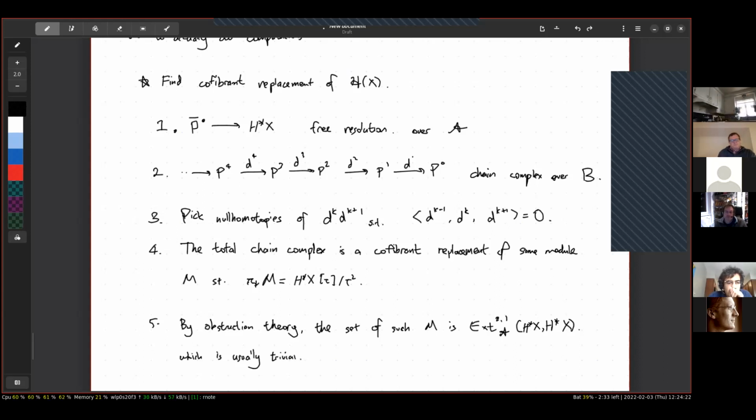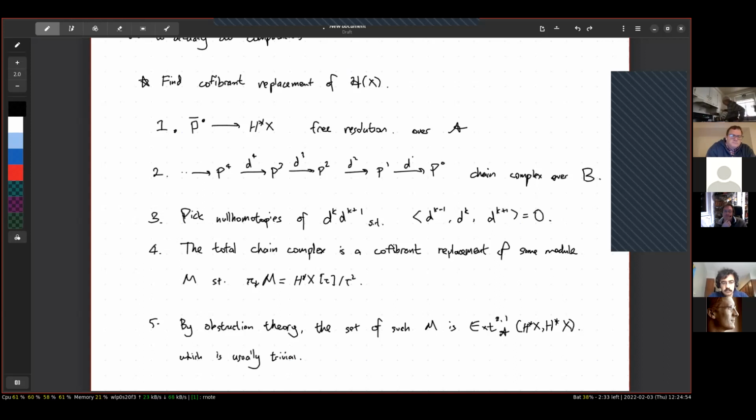And once you have the cofibrant replacement, lots of things can be computed using ordinary homological algebra. There's a bit of work involved in making things work, but it's mostly busy work rather than actual mathematics. I should say that this algorithm is exactly the same as what Bowers did, but phrased in a different language. Okay. Any questions so far?